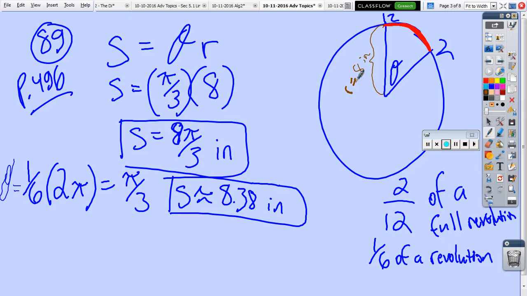Yes. How do you get approximately 8.38? Oh, that was just using pi is approximately 3.14. You want us to simplify all the way? Well, this is the exact answer. They wanted both for the problem. They said, give it in terms of pi and give it rounded to a decimal place.